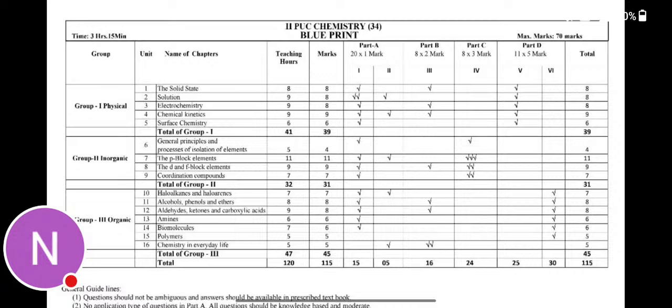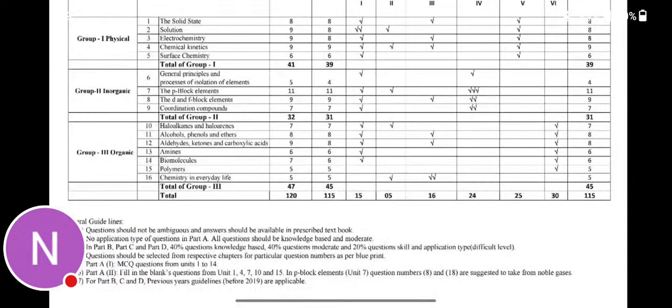Part B third main, 16 marks is there, that is 2 marks questions. And part C fourth main 3 marks questions, it has 24 marks totally. And part D fifth main 25 marks is there, 5 marks questions. And sixth main 30 marks is there, totally 115 marks you are getting.